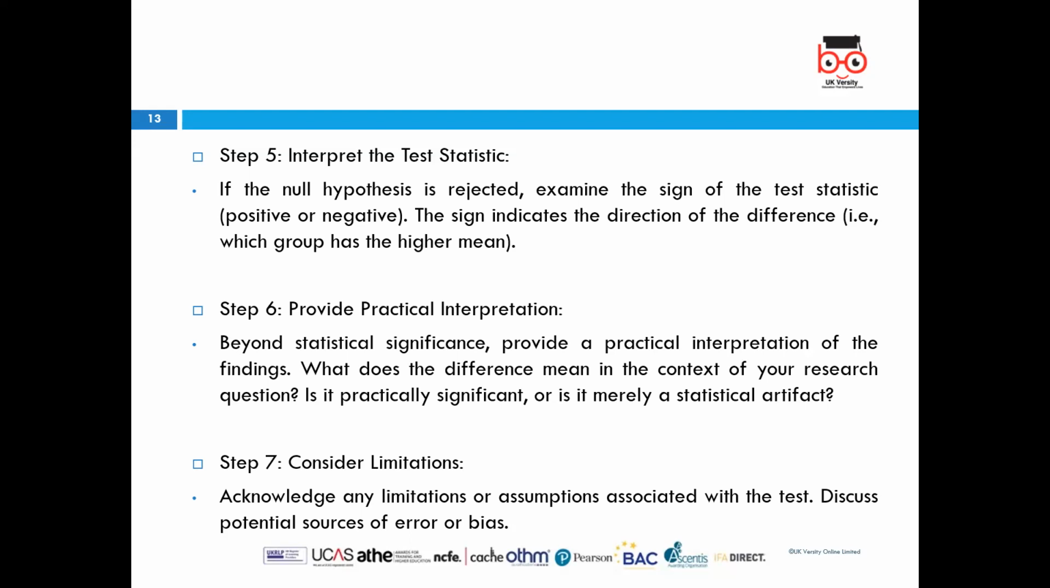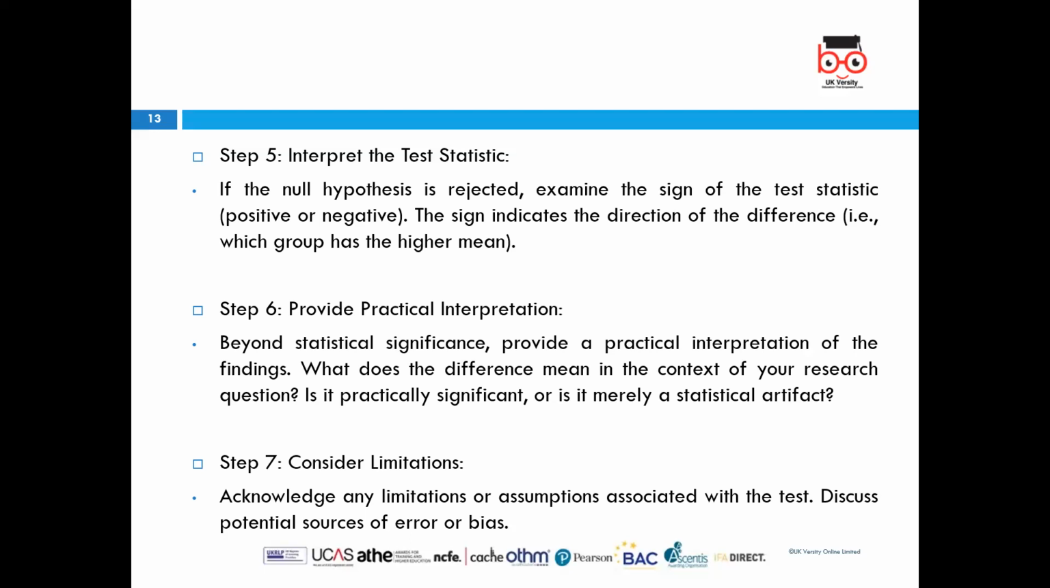Then providing the practical interpretation. So beyond statistical significance, you need to provide a practical interpretation of the research findings. So what does the difference mean in the context of your research question? Is it practically significant, or is it merely a statistical artifact? So what it means is that you need to relate your statistical findings to your research objectives and research questions, and whether it agrees with the existing academic literature.